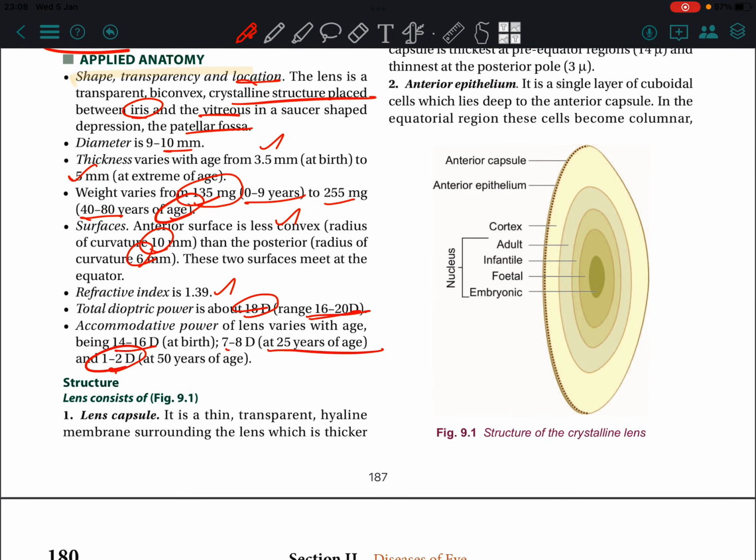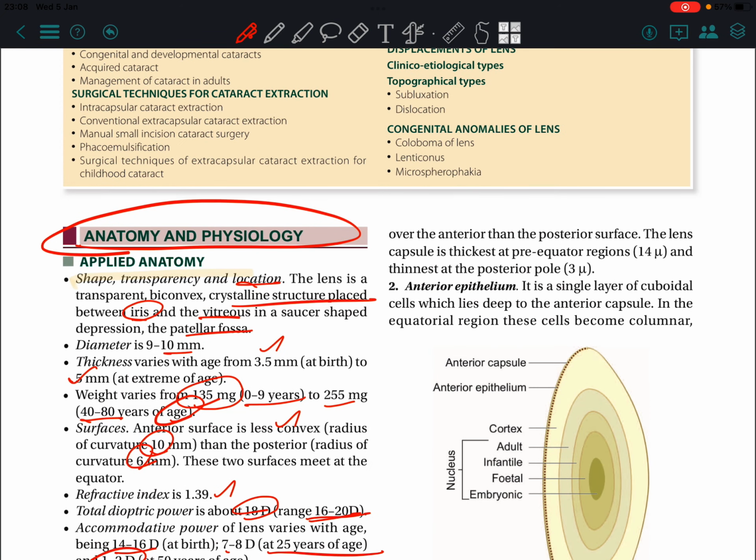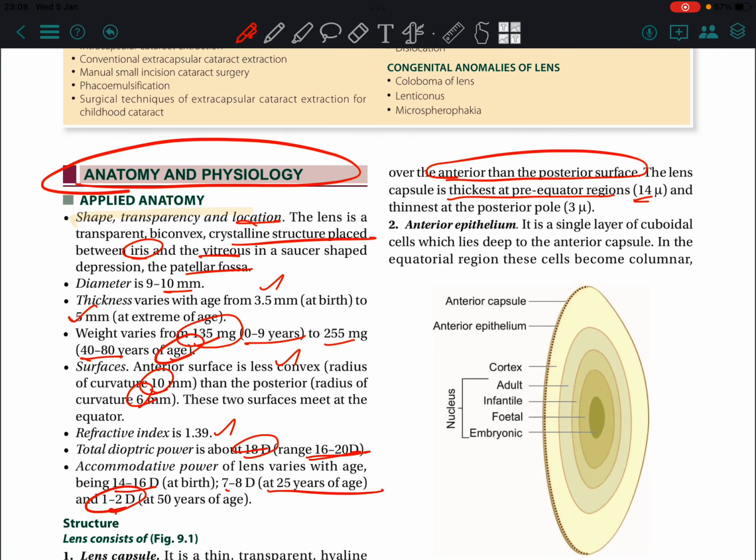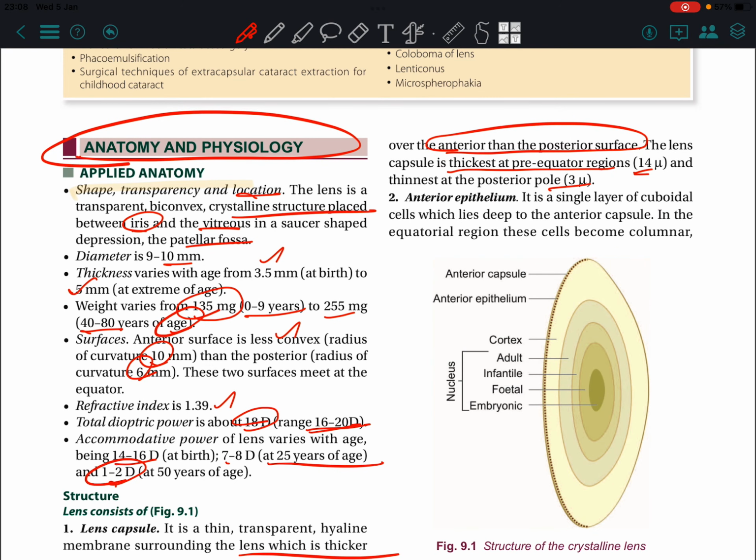Lens capsule. It's a thin, transparent hyaline membrane surrounding the lens, which is thicker over anterior than posterior surface. The lens capsule is thickest at pre-equator region, 14 micron, and thinnest at posterior pole, 3 micron.